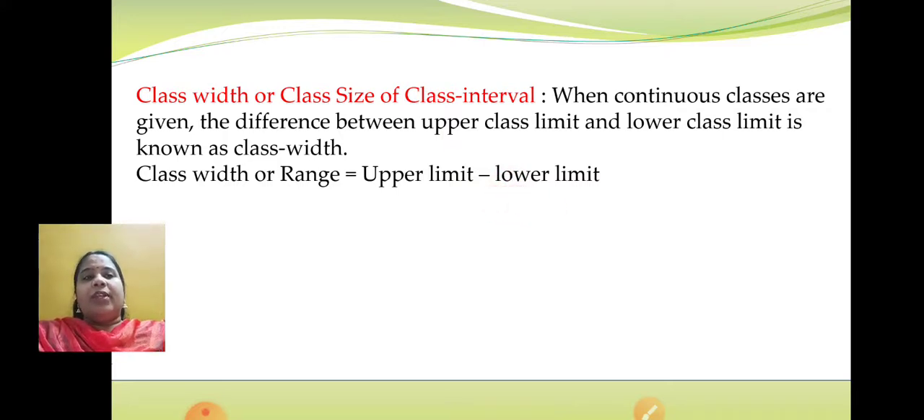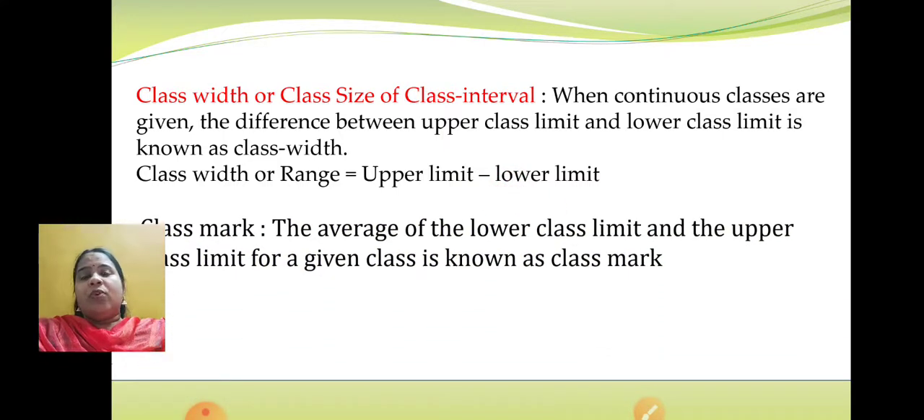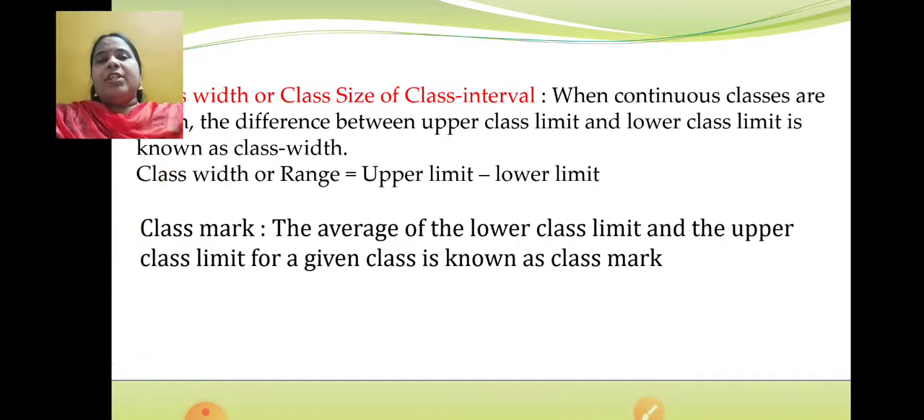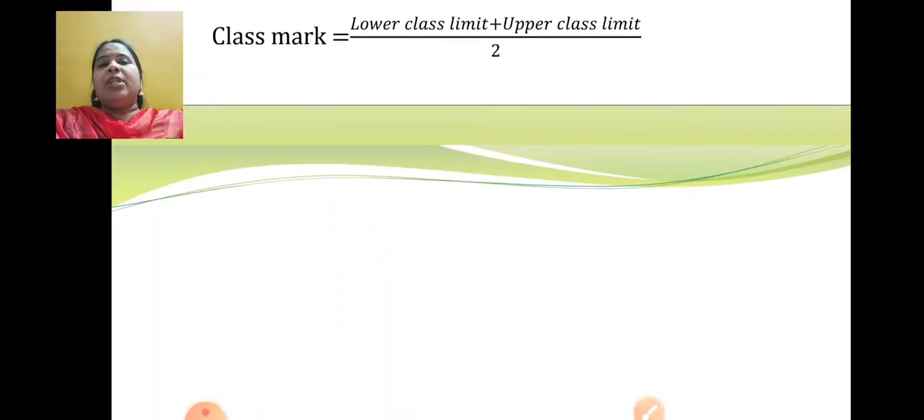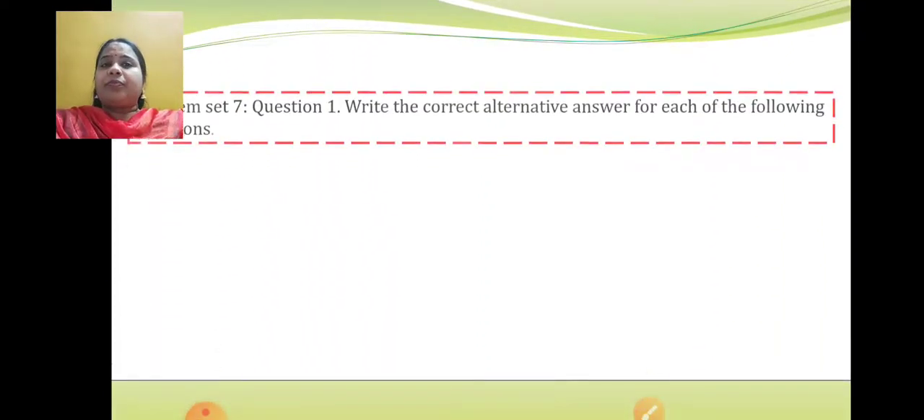Okay, right. Then we have learned one more formula of class mark. The definition is the average of the lower limit and upper limit for a given class is called as class mark. Now average means you need to add it and divide it by 2. So the formula is lower limit plus upper limit upon 2. Okay, so these were the few very important formulas that we have already learned.